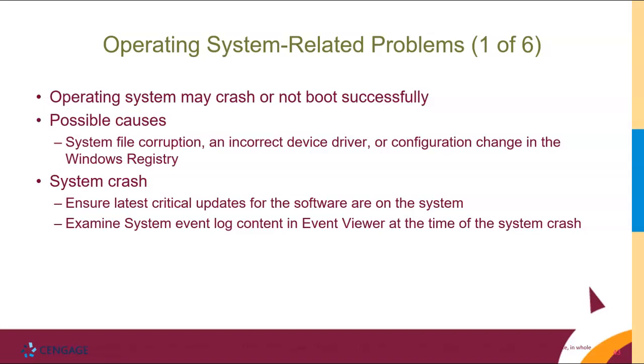Then you have operating system related problems. Many of you have probably had a blue screen in Windows before, but the operating system may crash or not boot successfully. Possible causes for that are system file corruption, an incorrect device driver, or a configuration change in the Windows registry. If the system crashes, you want to ensure that the latest critical updates for software are on the system, and then examine the system event log in the Event Viewer at the time of the system crash and see what the errors are.